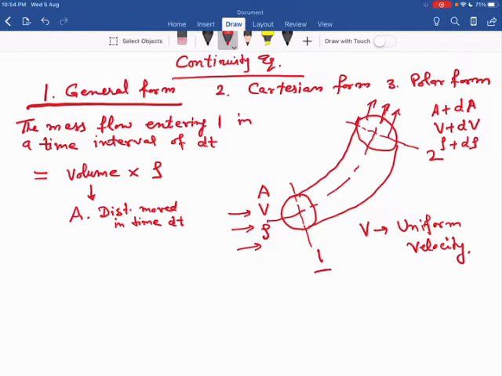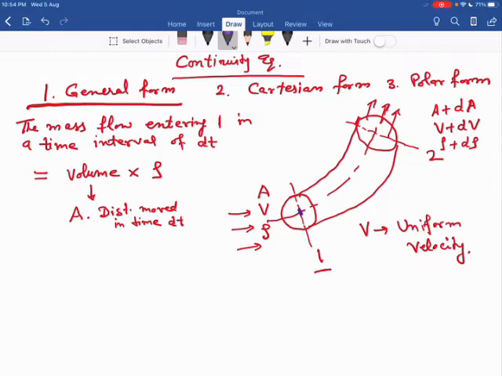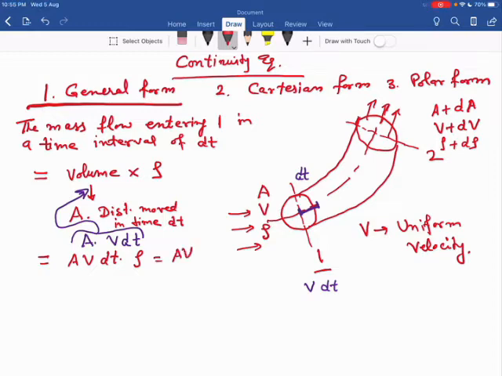If initially the fluid is over here, after time dt the fluid moves to this distance. This movement is in time dt, so I write this distance as velocity multiplied by time. So A multiplied by V dt gives us the volume. Now the mass entering through section 1 is A V dt into rho, that is equal to A V rho dt.